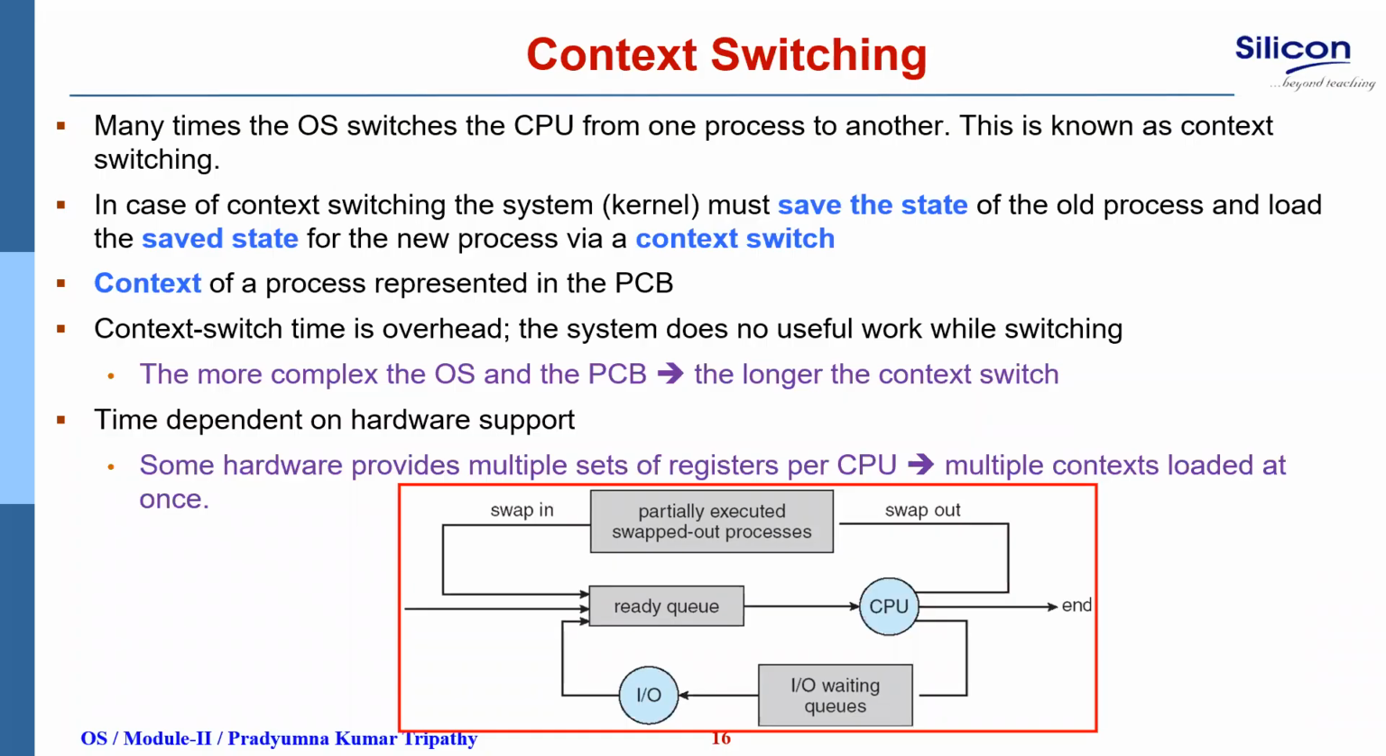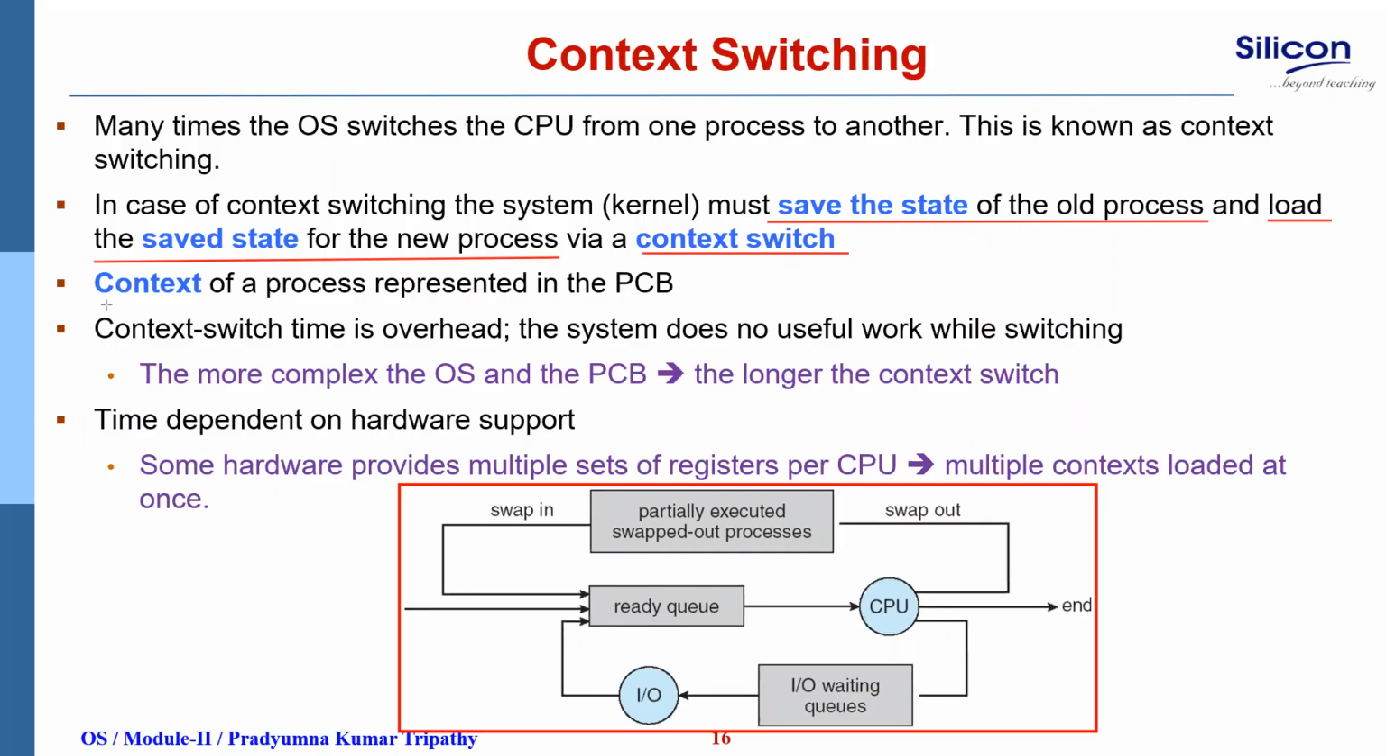See how this occurs. Suppose it has to transfer from one process to another process. What will it do? It will save the state of the old process. So whatever has been executed till now will be saved, and it will load the saved state of the new process. Correct? So this is known as context switching.